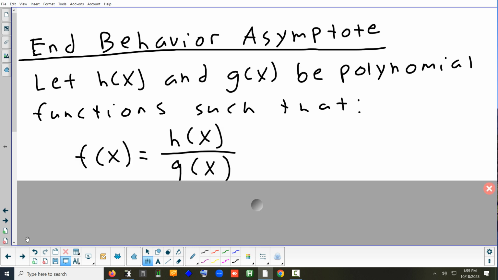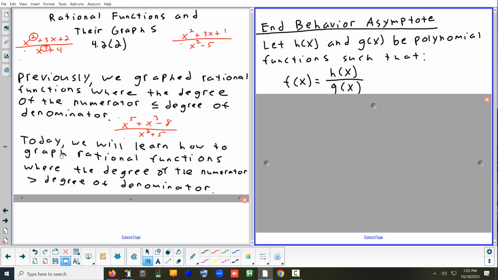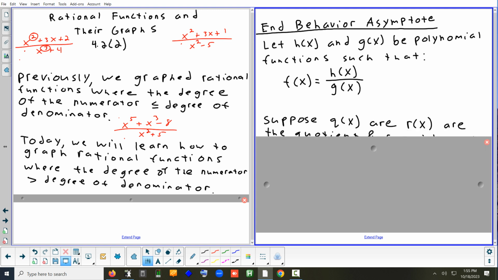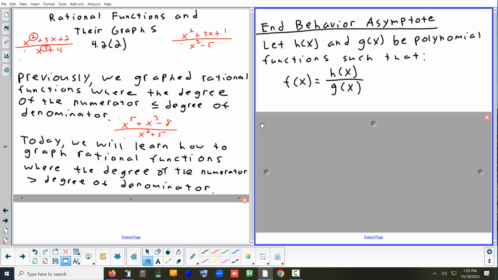So let's say we had two polynomials. They could be something like I have in red right there. You have two polynomials, and you're going to divide them, and the degree of the top is bigger than the degree of the bottom. To find the EBA, this is how you do it, and it's something you already know how to do.